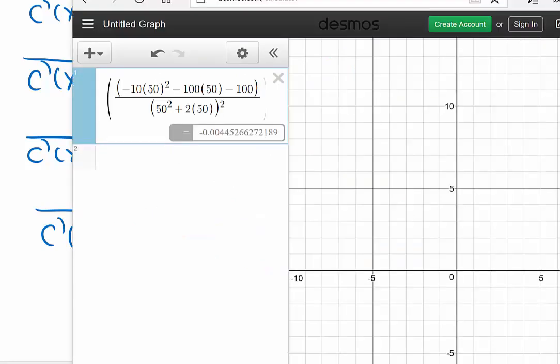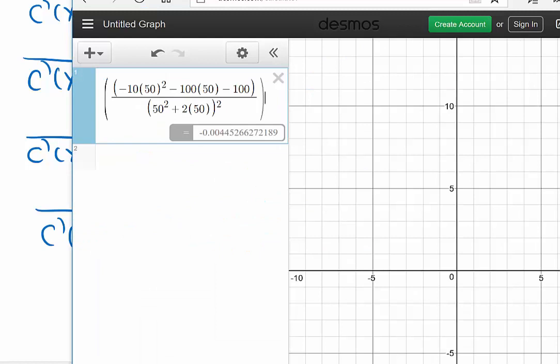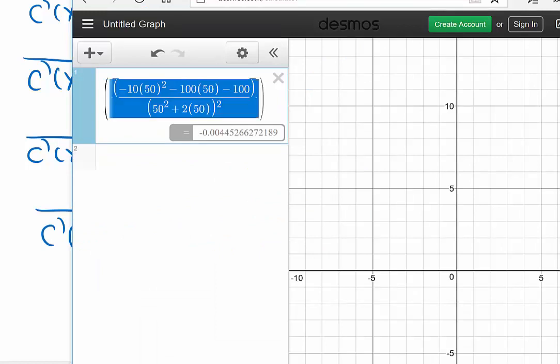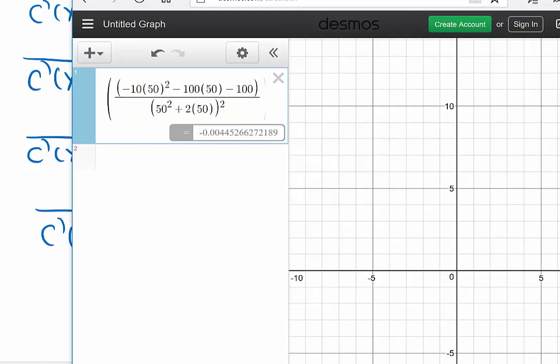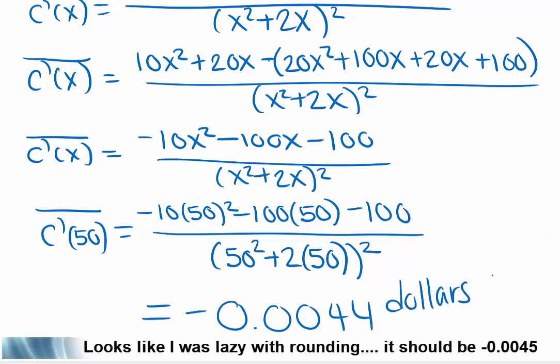So I put this into a calculator, and there's my solution. Looks like negative 0.0044. Why don't we round, I guess, to 4 places after the decimal? So we said this was negative 0.0044. Then this would be dollars per item. So the average cost is going to be going down just slightly when you produce additional items.